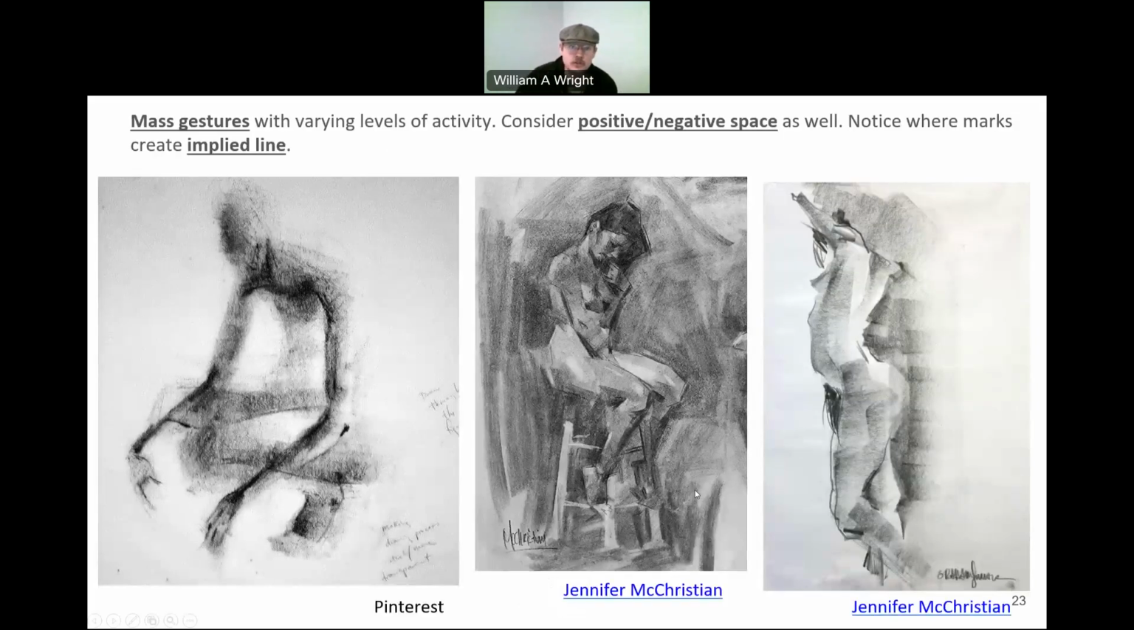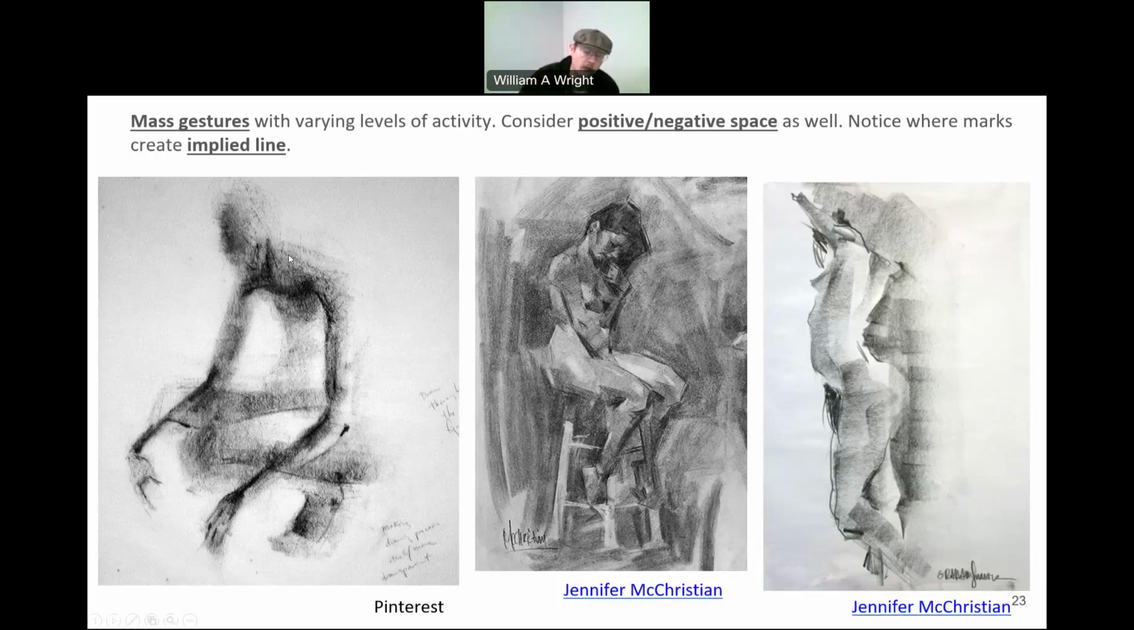That is mass gesture. Mass gesture has varying levels of activity. You can get really active. The bigger your paper, I will say, as you move to mass gesture, I need you to, by this time, if you have it, move to a bigger paper. Consider positive and negative shape, just like you did with line gesture. But you can also create implied shapes. Here, this guy on the left, you can't see his back at all.